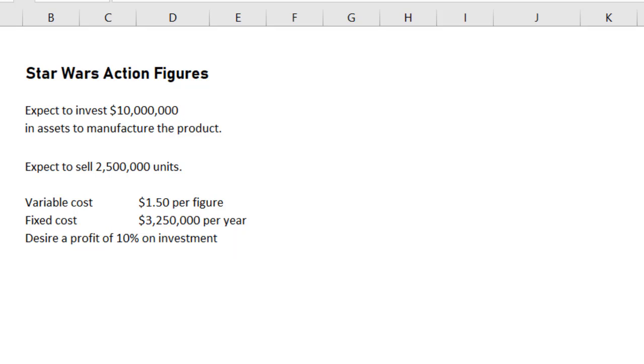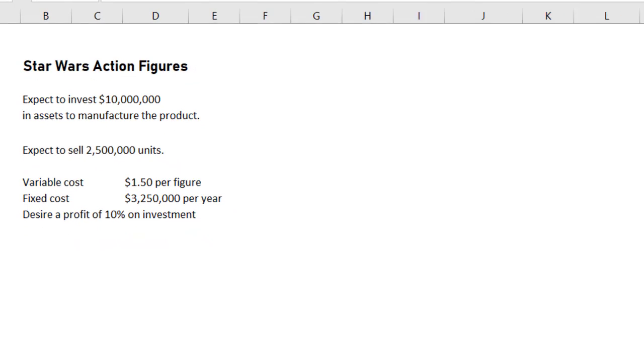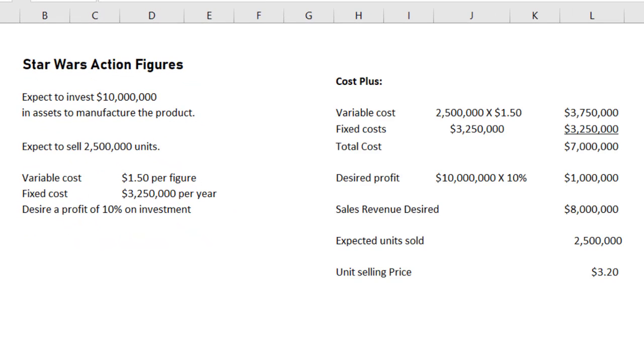First of all, what works better for us, cost plus or the target costing situation? Well, this is probably a situation for cost plus. There's no real substitutes for Star Wars action figures. Since there's no substitute for our product, we get to choose the price. We have the power over setting the price. We're a price giver.